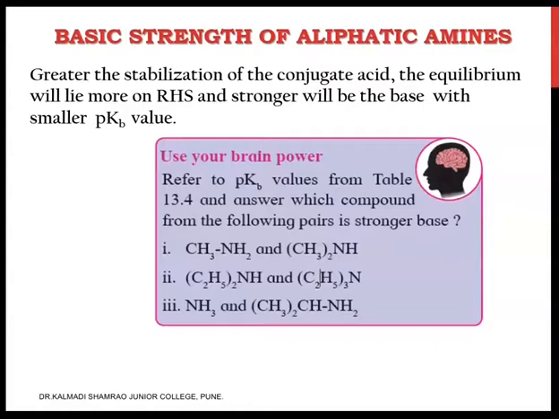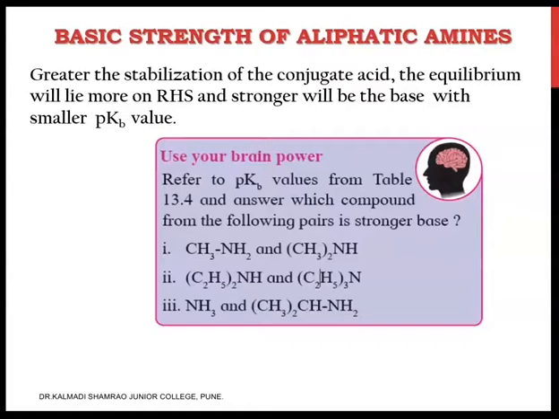So, amongst the first pair, methanamine and dimethylamine, you can observe that the second one is a secondary amine, so it has to be stronger than a primary amine. In case of the second question, diethylamine is a secondary amine, whereas the second one is triethylamine, which is a tertiary amine. So obviously again a secondary amine has to be stronger.